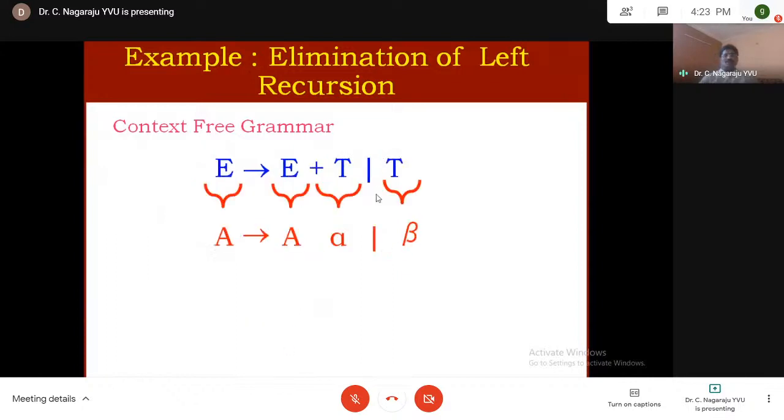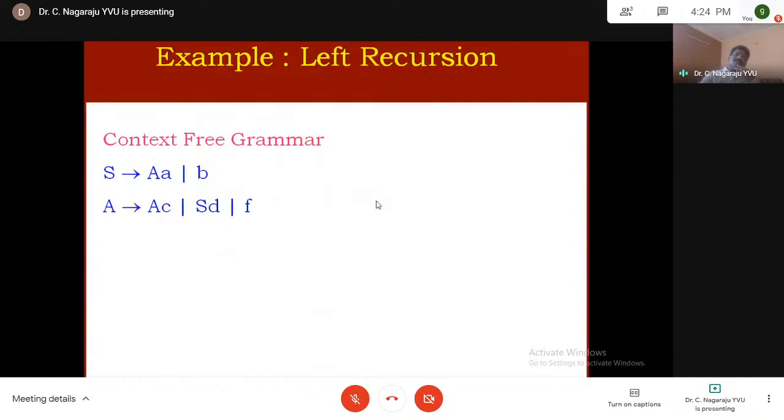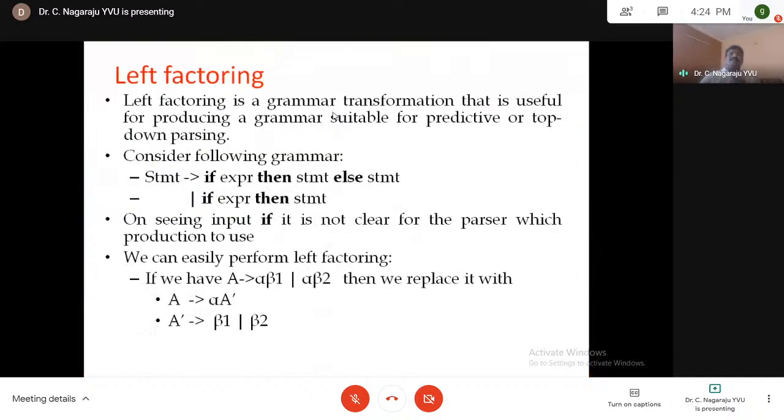Just you see that one more. Suppose here is the animation. Just run the slides, and automatically you can get the idea about how to eliminate the left recursion. So the next one is the left factoring. Another important thing is left factoring.